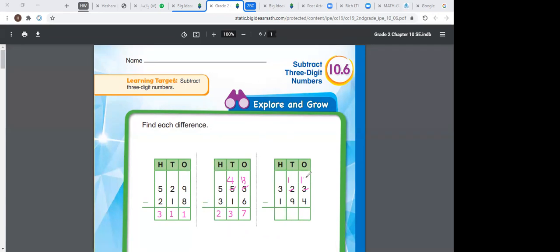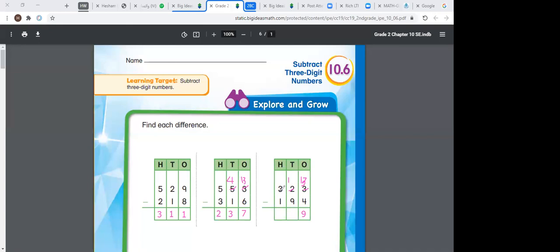Now 13 minus 4 equals what number? 13 minus 4 equals 9. Very good. 1 minus 9 can be or can't be? Can't, because 1 is smaller than 9.